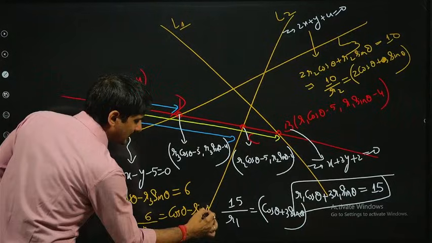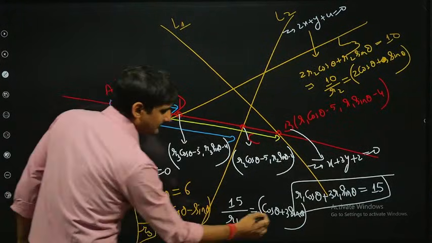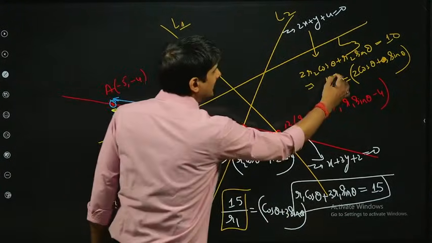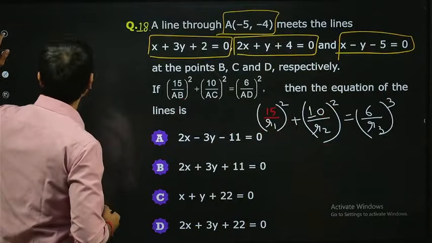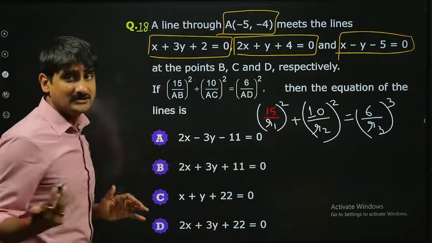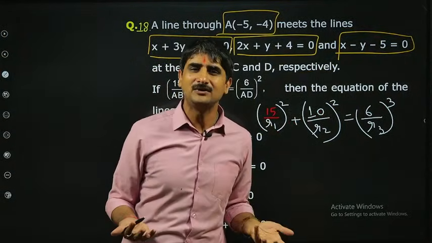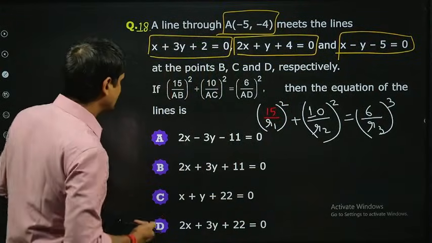Now put these values, this one and that one. On both sides we'll get a relation between sin theta and cos theta. And then once we get theta, we get the slope of that line, and hence the answer. So let's do it quickly.